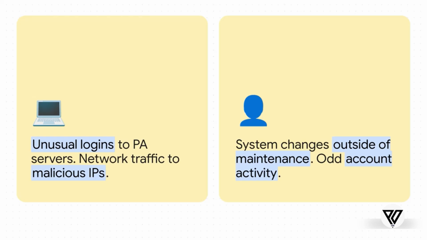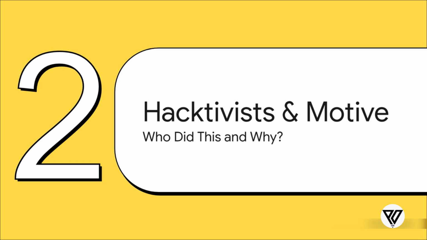Now, what's really fascinating here is how these different clues start to build a narrative. On one hand, you've got the hard technical evidence, right? Logins to the PA servers from weird places, or network traffic pinging known malicious IP addresses. Then, on the other hand, you have the behavioral clues, things like an admin account making changes to the system at 3 in the morning on a Saturday, which is way outside any normal maintenance window. Separately, they're just suspicious, but when you put them together, you start to get a really clear picture of an intrusion.